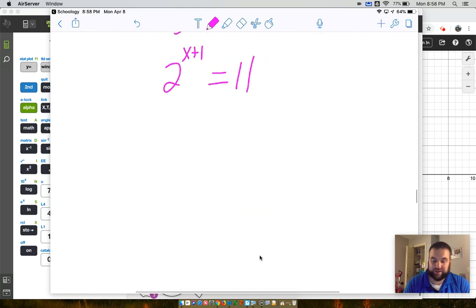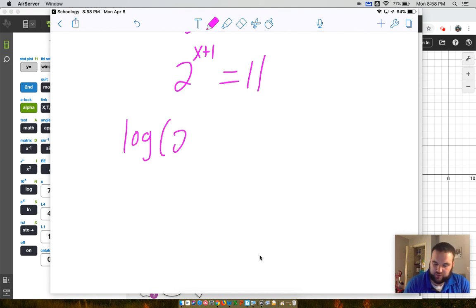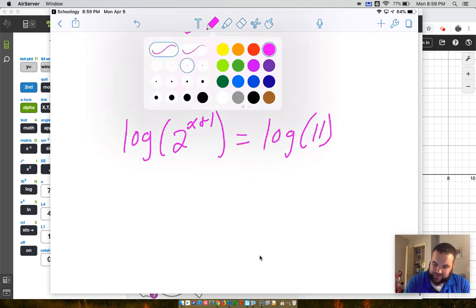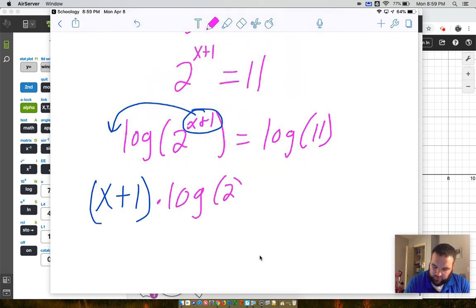Okay, now that it's written like this, I could either write that as a logarithm, like I could write it in logarithmic form, or I could just apply the log to both sides. So log of 2 to the x plus 1 is equal to log of 11. The reason I do that now is I can take this exponent and bring it out as a power. So x plus 1 times log of 2 is equal to log of 11.